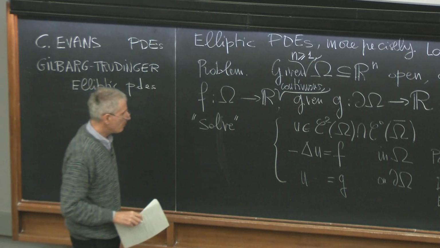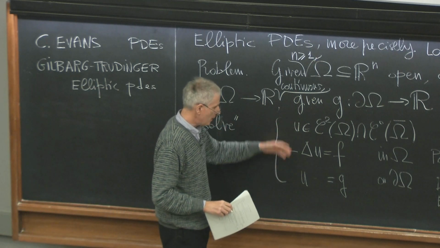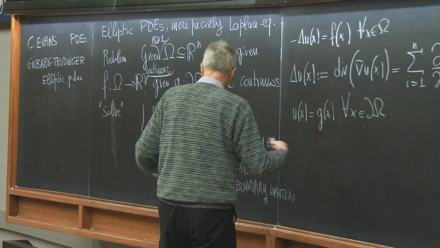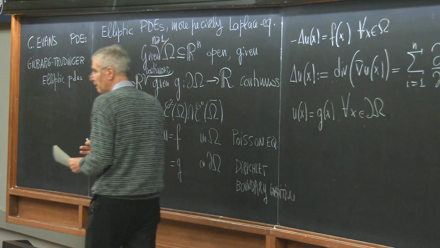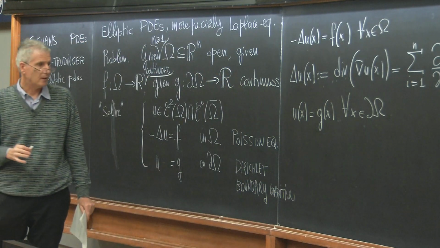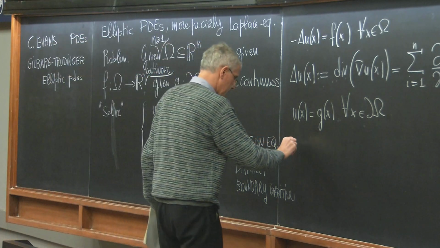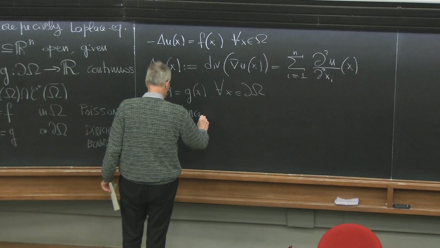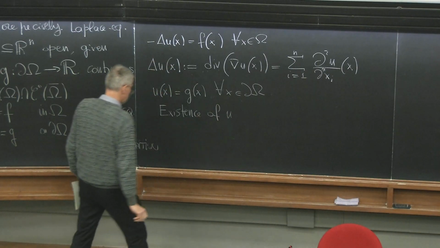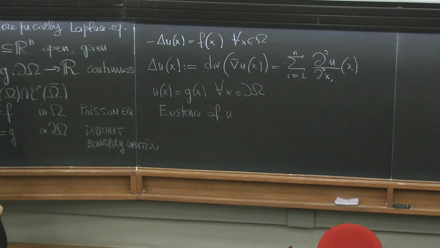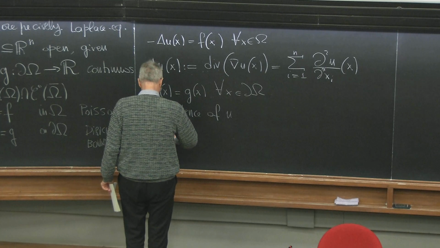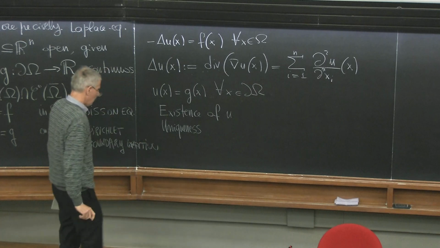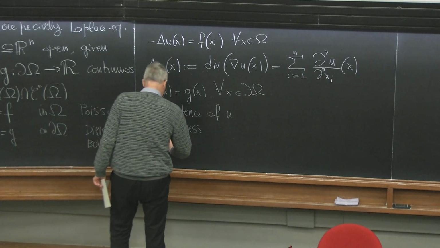Which are the problems that we have to solve when we have a new problem like this? Of course, there are several problems, all maybe related to each other, not really separate. One problem is, of course, the existence of a solution. Another problem is the uniqueness. And then the regularity.